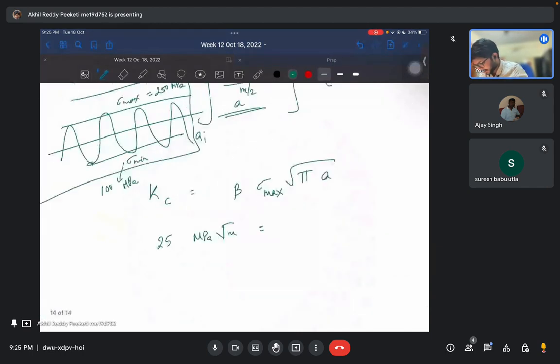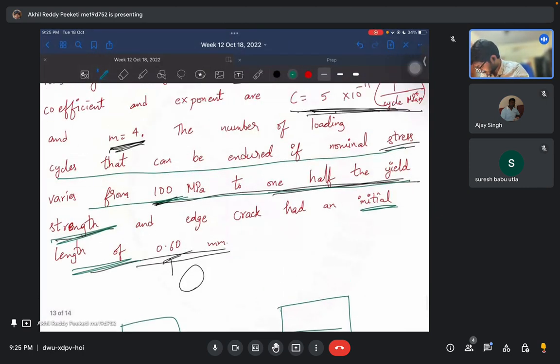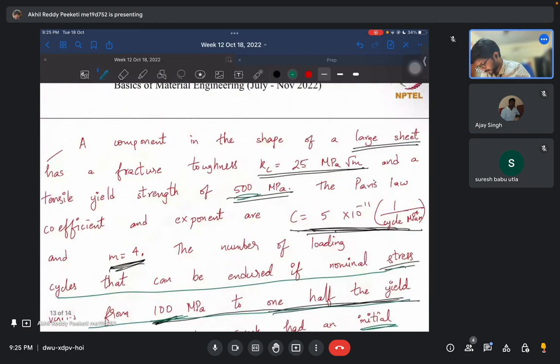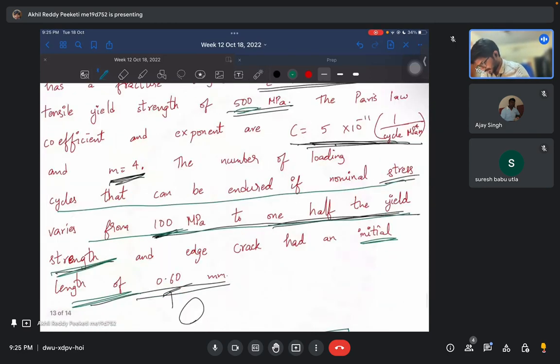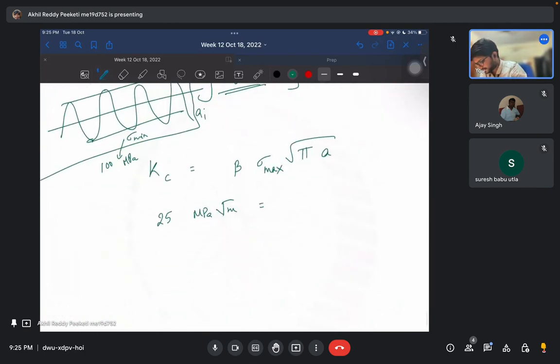That is equal to beta, the geometric factor. They didn't give it, so if nothing is given, just take 1. And sigma max is 240 MPa into root pi a, right? So MPa gets cancelled.